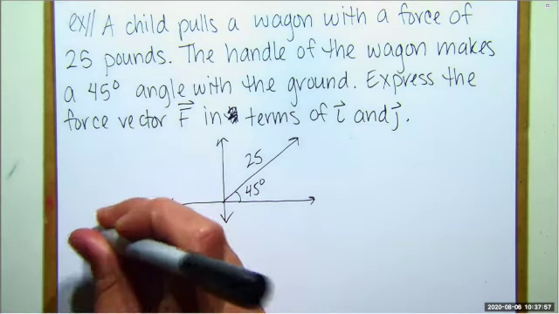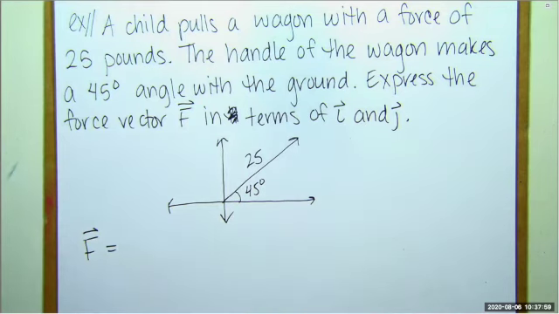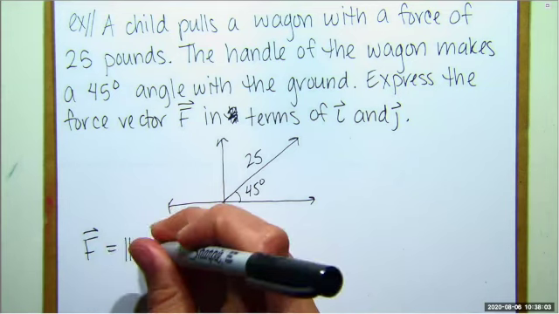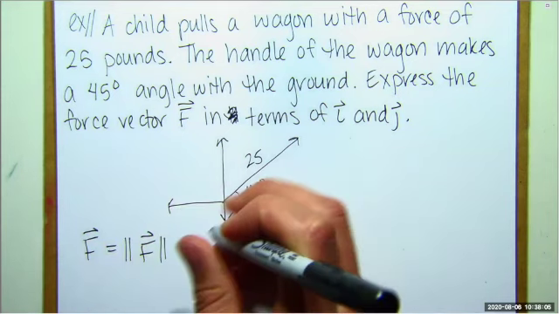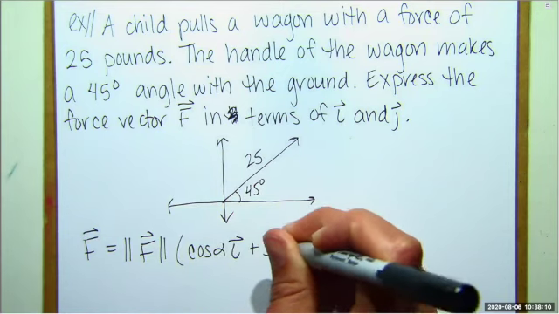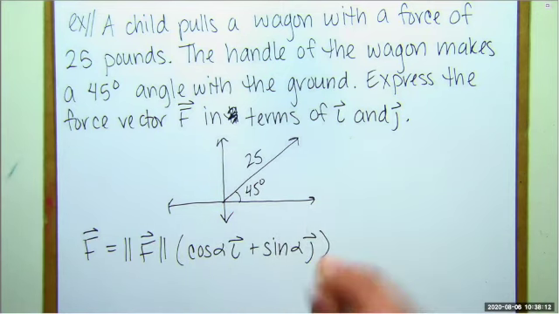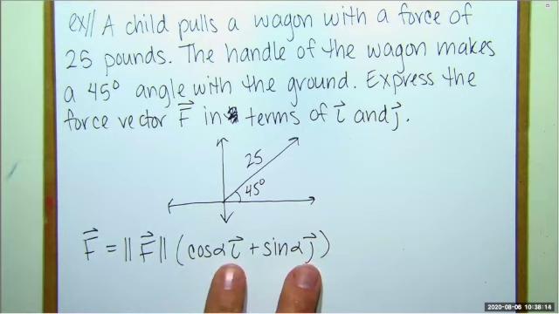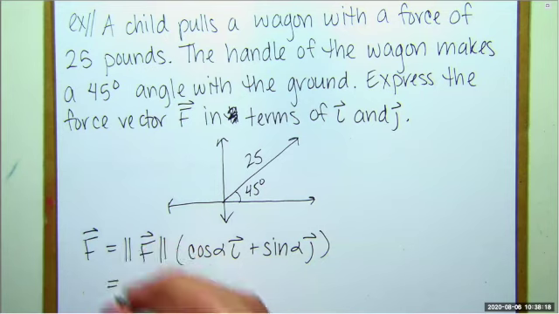So our vector here is given by F instead of V, which is fine. Lots of times forces are given as F. So this is equal to the magnitude of the vector times cosine alpha I plus sine alpha J. Again, an easy way to remember this: I and J go in alphabetical order, and cosine and sine also go in alphabetical order. So now we just fill these things in.